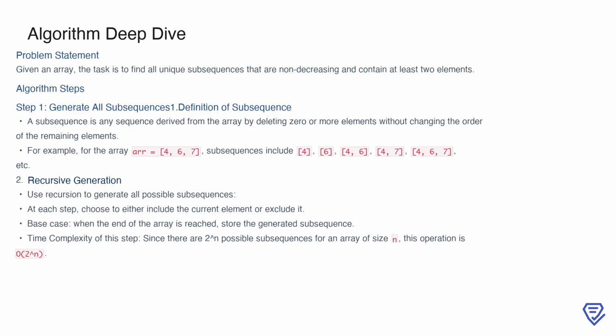Additionally, we address the issue of duplicates by storing subsequences in a set. By converting each subsequence into a tuple, which is hashable, we take advantage of the set's property of only storing unique elements. This is both efficient and straightforward, as inserting into a set has an average time complexity of O(1) per operation. These steps refine the raw results and prepare them for the final output format.